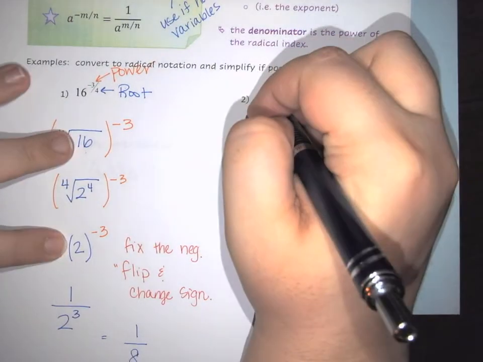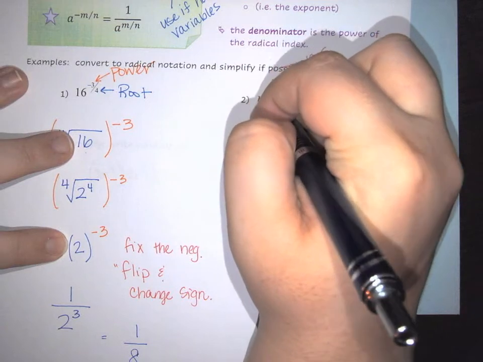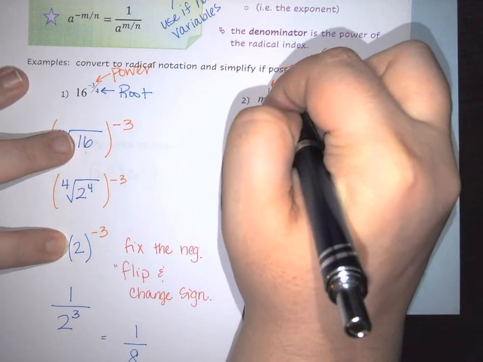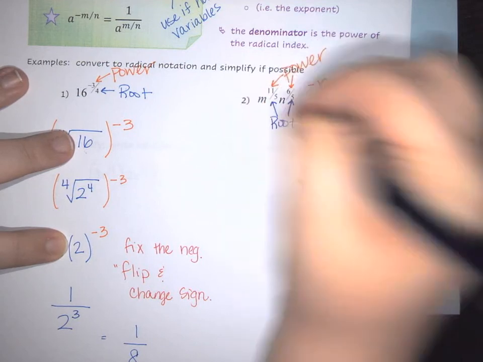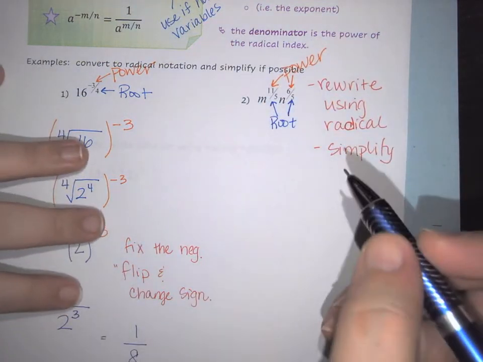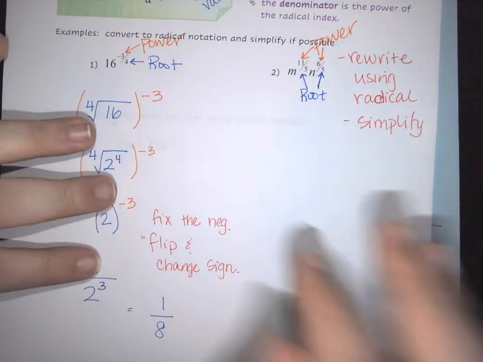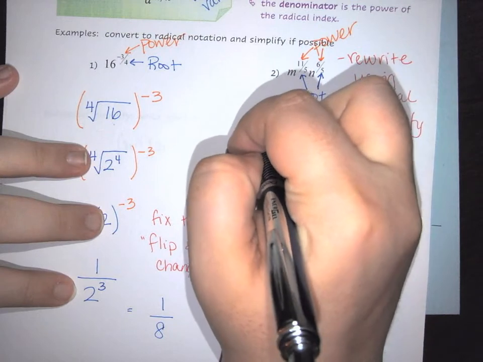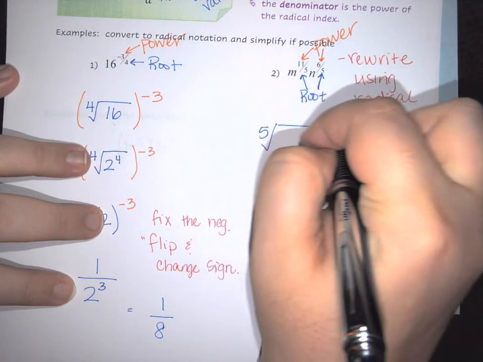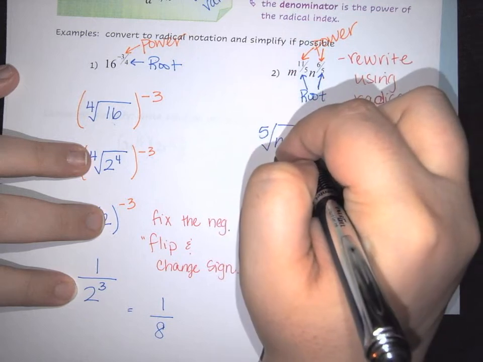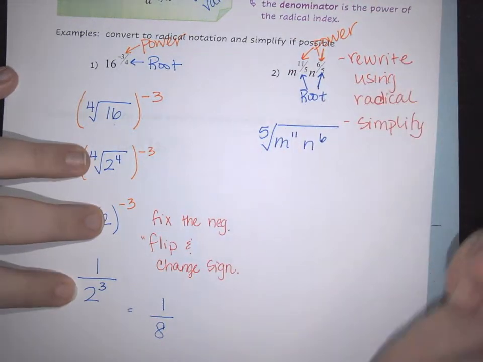Going with that, we've got the 5 right here, which is my root, and it's the same as the other one, which is the 5. So here we're going to start it out. We're going to use the variables version. So this is going to give us the 5th root of m to the 11th n to the 6th.